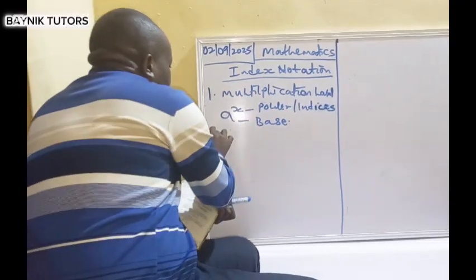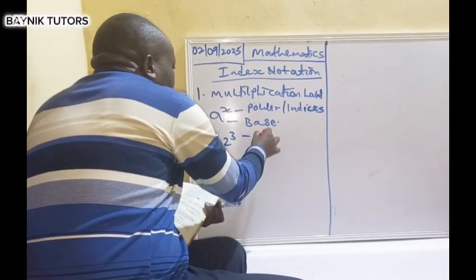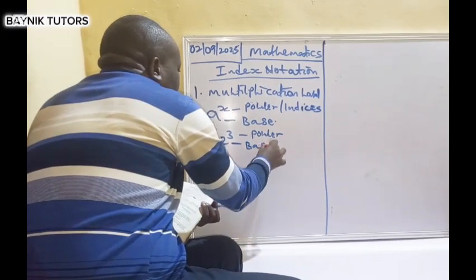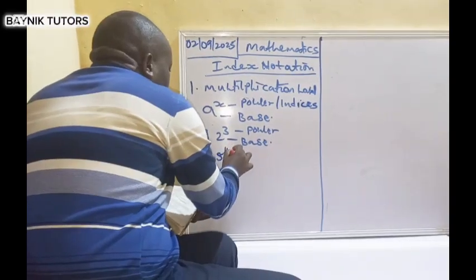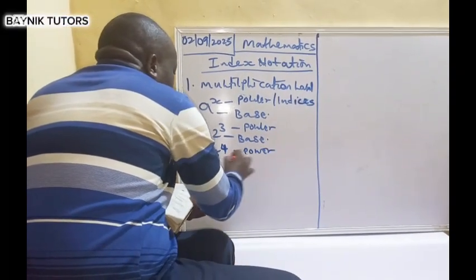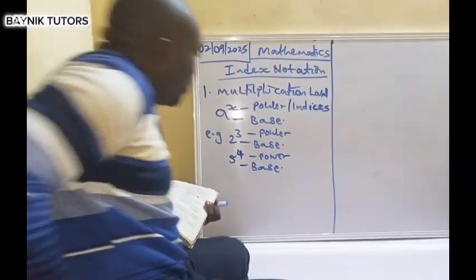So for example, if we have 2 raised to power 3, this will be the power, while this will be the base. In the same way, if we have something like 5 raised to power 4, this will be the power, while this will be the base. So how do we go about this?